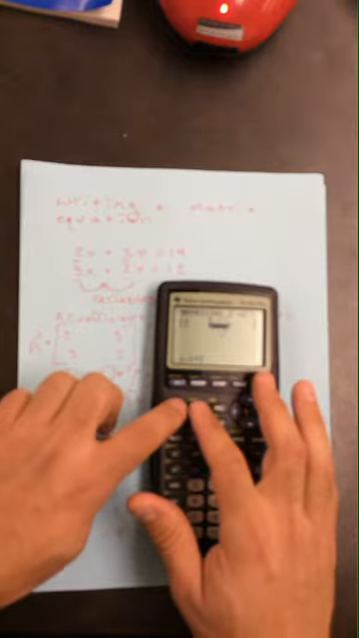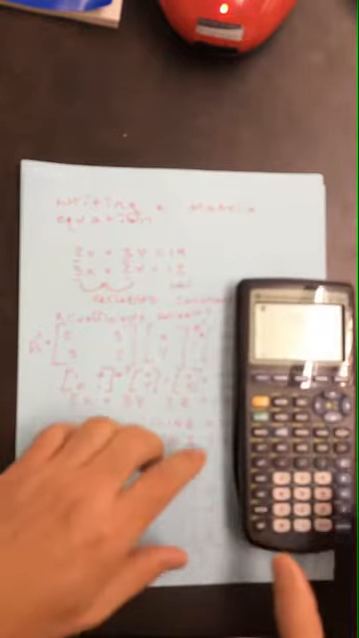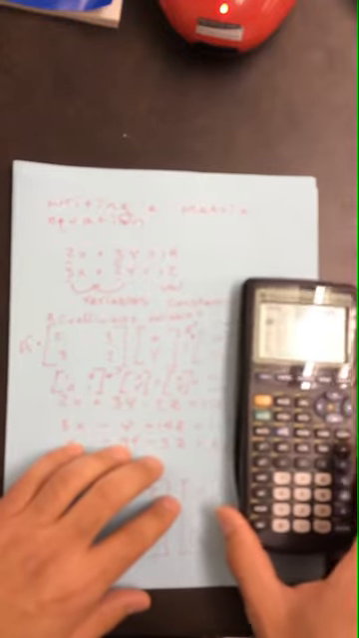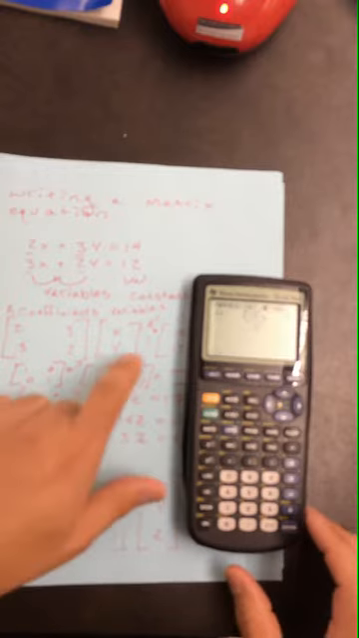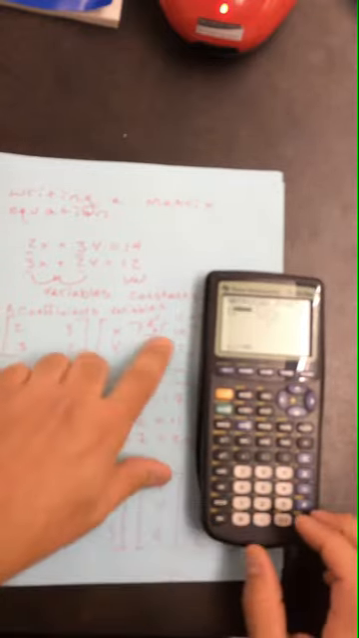Now I'm going to quit out of this screen, and I'm going to put in my second matrix. So I'm going to go back into my matrix screen, and I'm going to edit. This time I'm going to edit B. B is going to be my constant matrix. So this is a 2 by 1. So I'm going to make it a 2 by 1 and put in the values.